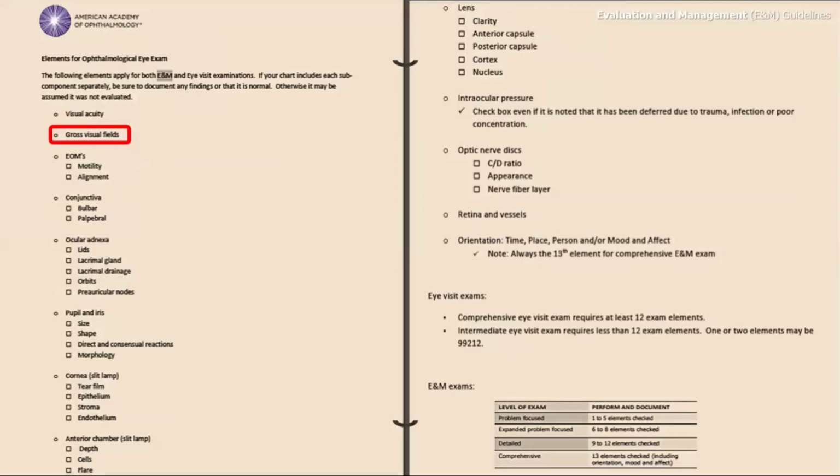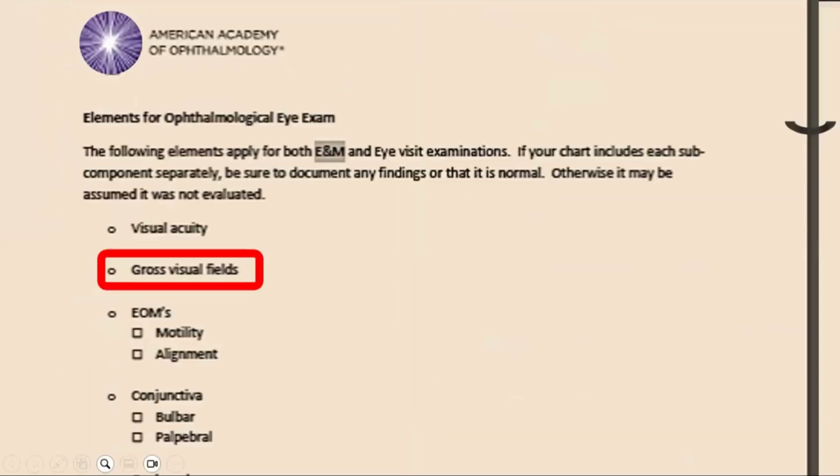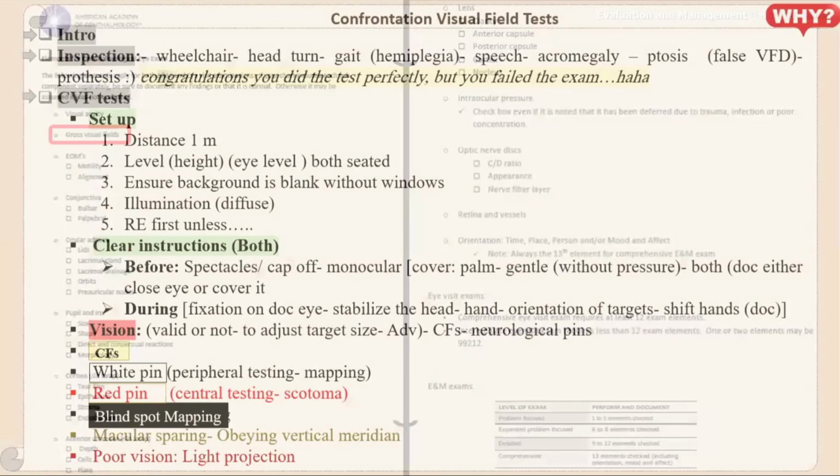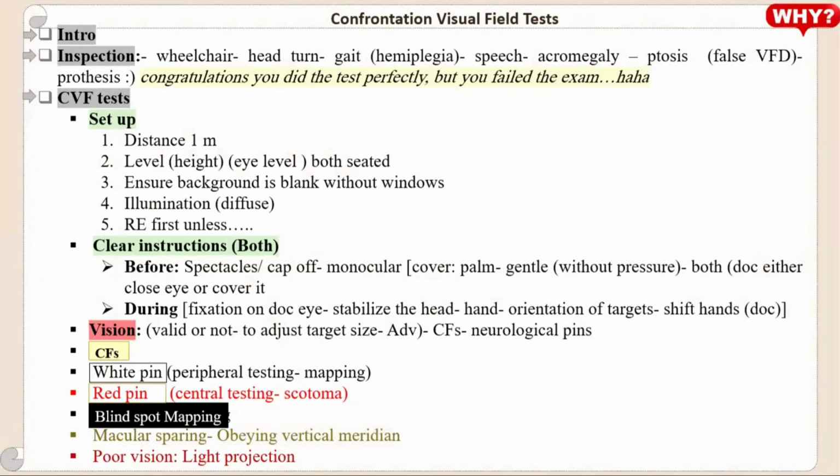It shows the E&M guidelines, the evaluation and management guidelines for comprehensive eye exam. As you can see here, after checking the visual acuity, you will find visual field. If I enlarge it, you will find gross visual fields. Mostly they are talking about the confrontation visual field test. So it's important. Okay, so this is a checklist.